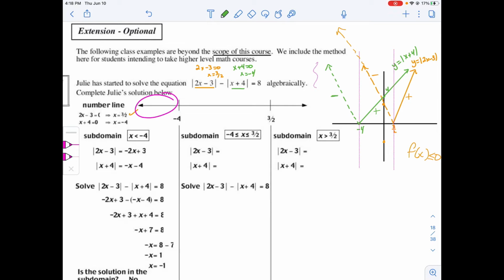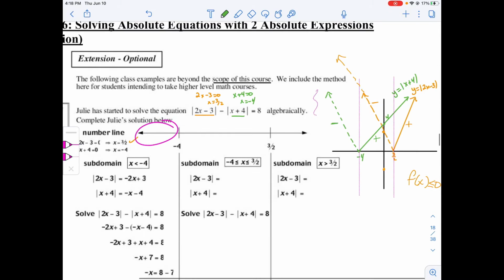So if I look in this portion here, if I look sort of right here, okay? If I look at this portion of the graph, and I don't really need to leave a big blob there, but if I look in this portion, I can see that both of my graphs are negative. I've got 2 negatives, right? They're both negative.